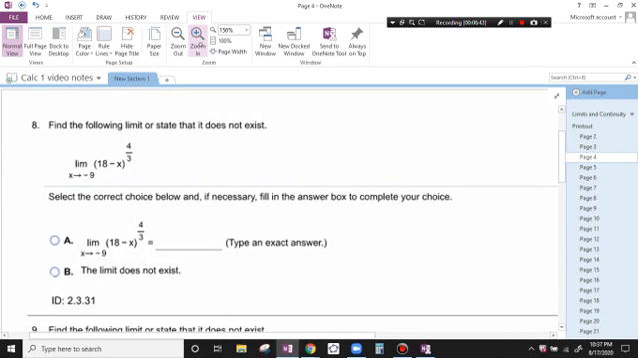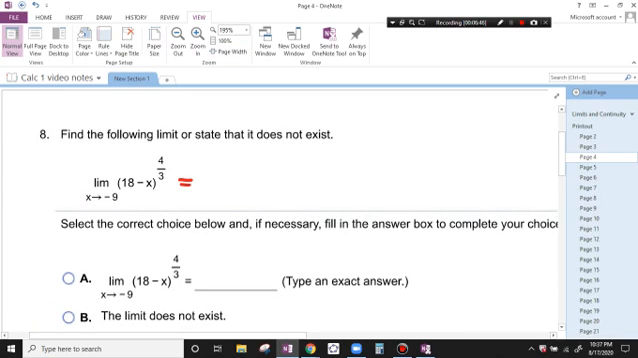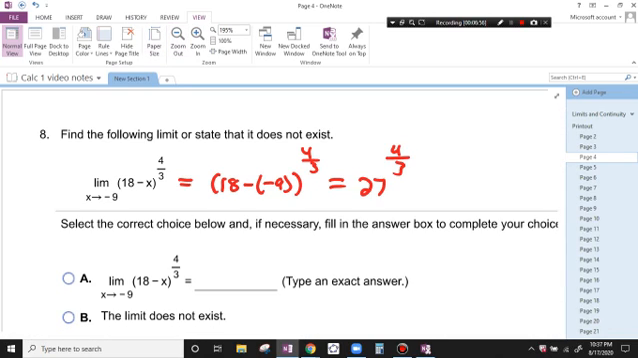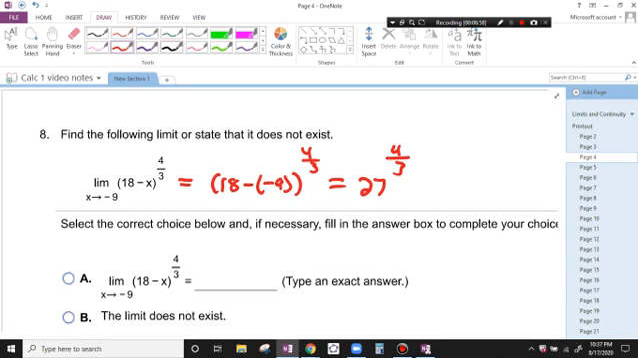All these rules we've been building up to, again, just plug in the -9. 18 minus -9, all raised to the 4/3. That's 27 to the 4/3, and we'll break down what this fraction means. The 4/3 power means that we're going to take the cube root and then raise it to the 4th. So I'm going to take this as 27 to the 1/3 to the 4th.